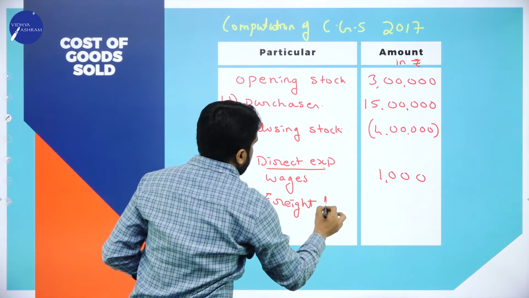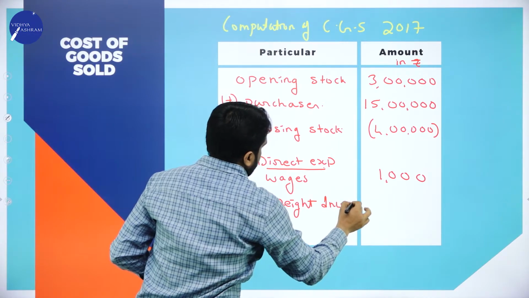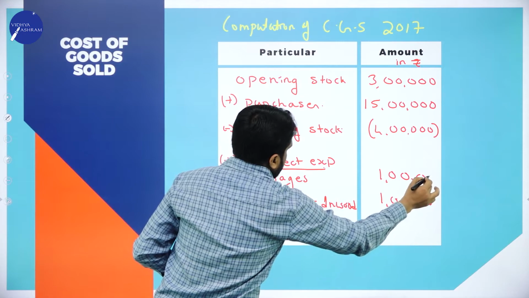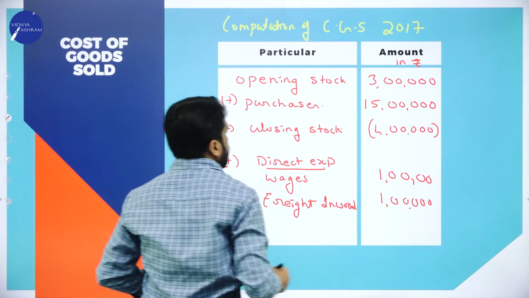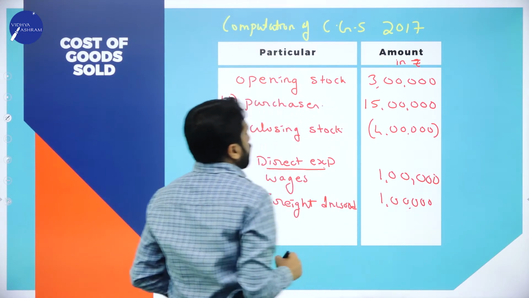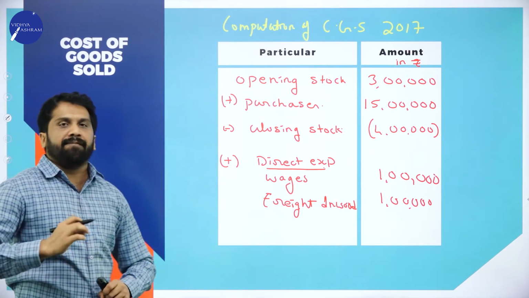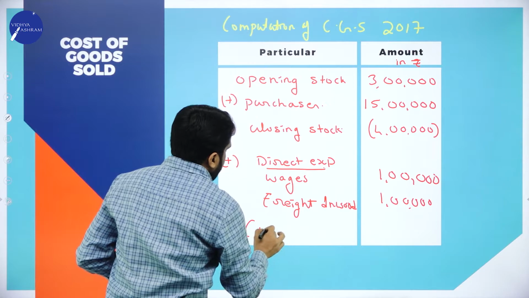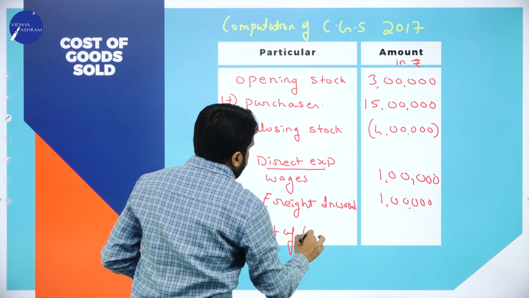Freight inward, 1 lakh. So, we have all the information now. Final calculation. Your answer must be what? Cost of goods sold.